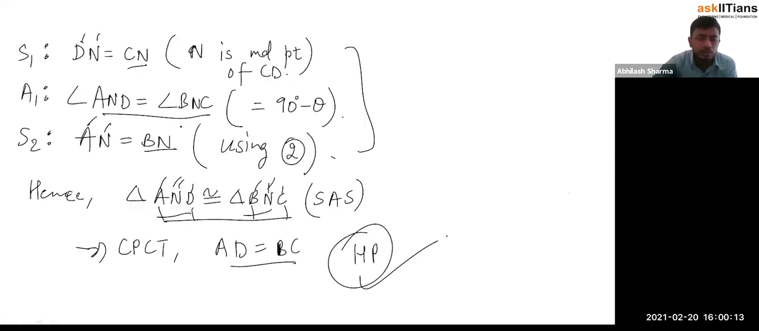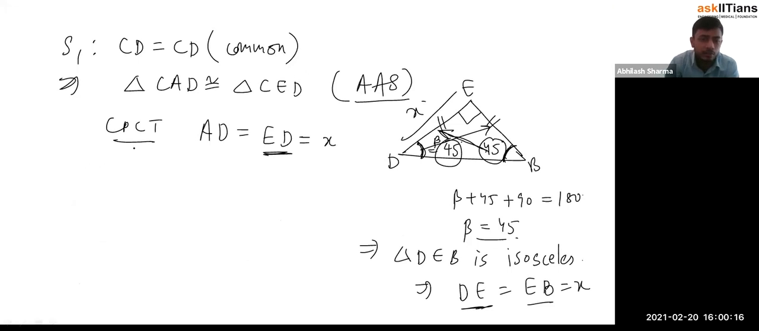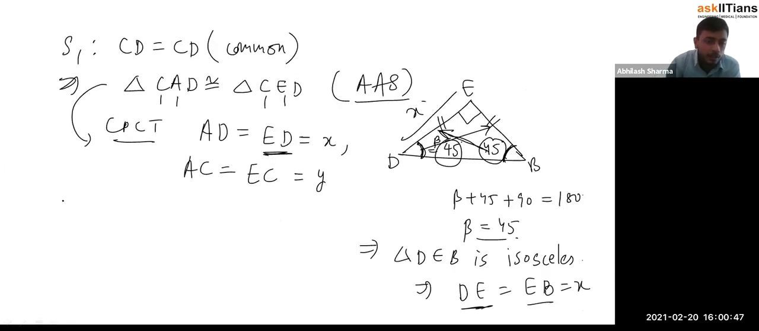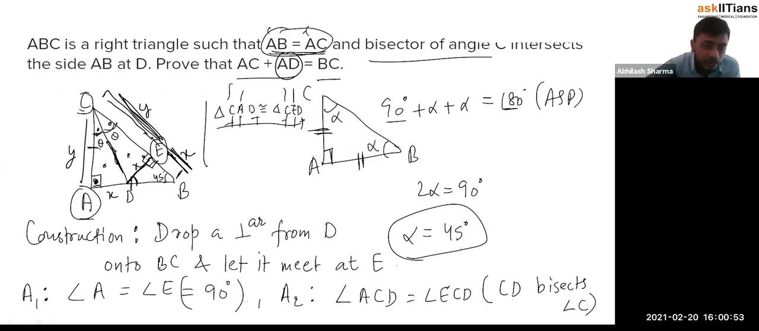Okay, and by CPCT, moreover, what can we say here? By CPCT, one more thing we can say, AC equal to EC. So let us say this is equal to Y, then AC equal to Y, then EC will also be Y. Now we can easily observe that what is X plus Y? It is easily seen. Implies X plus Y is equal to, we are getting the complete length BC only.